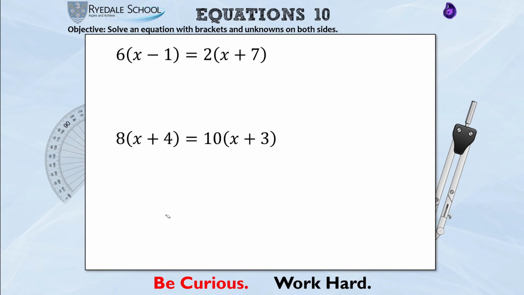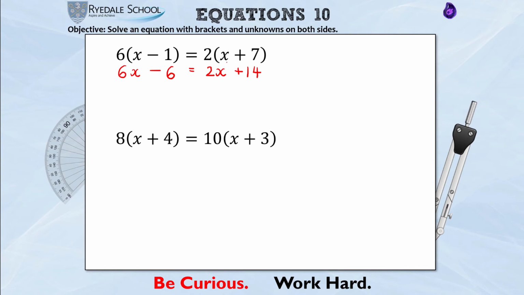Let's look at 2 more examples. So remember, the first step is multiply out the bracket. So we have 6x, 6 times x. This time it's 6 times -1, so that is -6, equals 2 times x, 2x, 2 times 7, plus 14. Let's now read it. 6x take away 6 equals 2x plus 14.